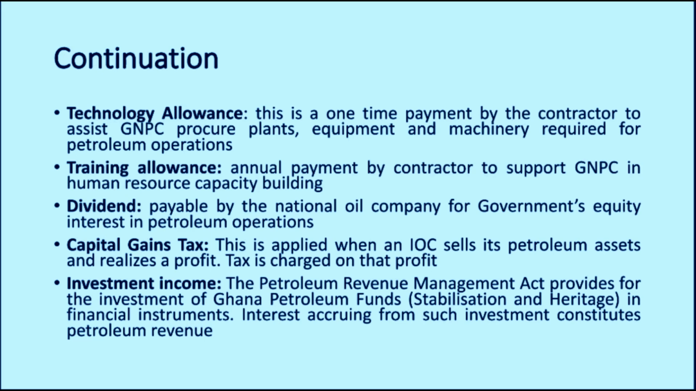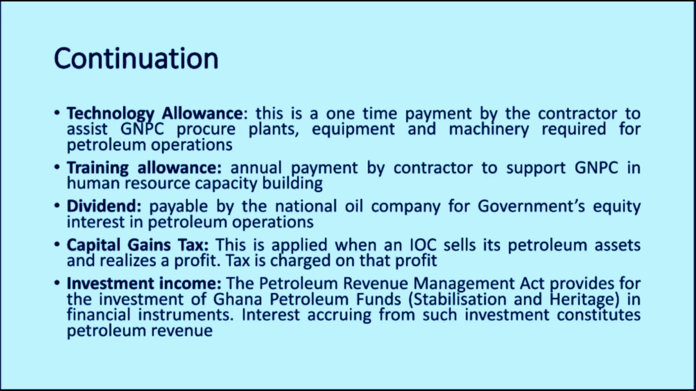So you have to make some payments to GNPC so that they can buy plant, equipment, and machinery that we will use for the petroleum operations. We also have training allowance, which are some annual payments that the contractor will make to support GNPC in training human resources for the petroleum operations. So it is mostly human resource capacity building.